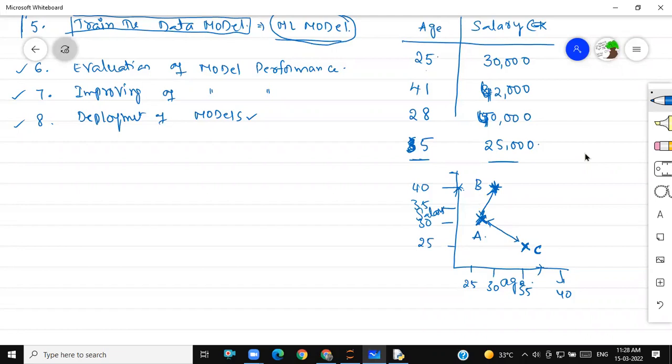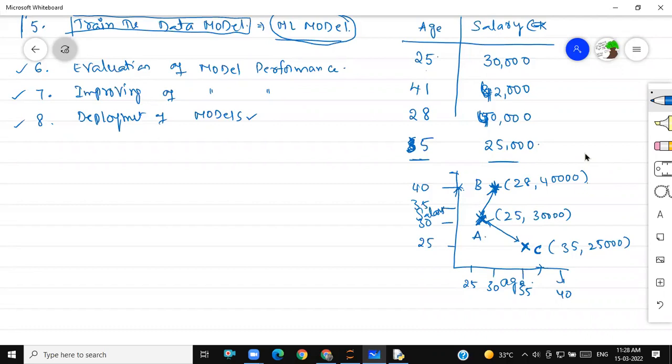So what is the A point? A is 25, which is 30,000. What is the C point? C we have taken as 35, which is 25,000. Whereas B has been taken as an age of 28 and a salary of some 40,000. Let us just imagine like this, guys: to the point A, whether B is closer or whether C is closer.